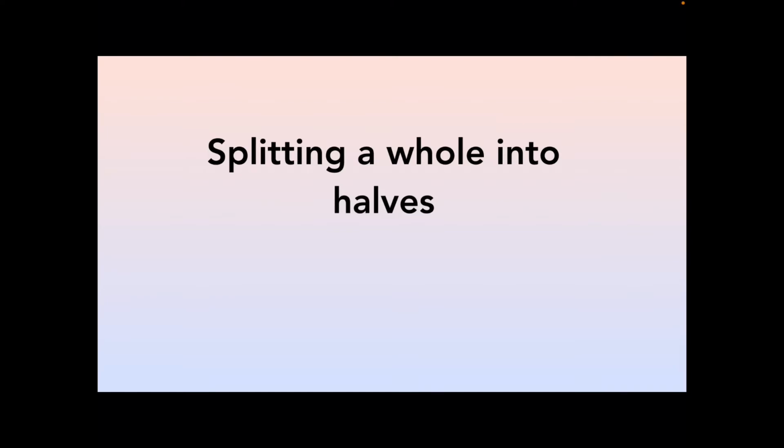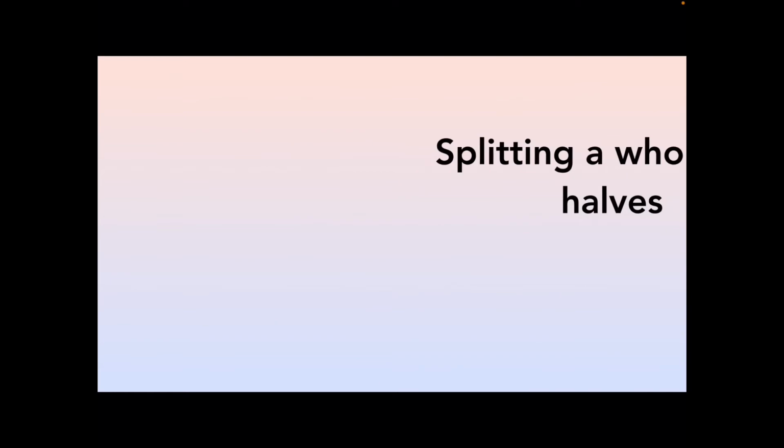Okay, so getting back to our learning objective, the first piece of success criteria we had was that we were going to learn how to split a whole into halves. So we're going to go back to how we were thinking yesterday and the questions we were asking. First question is, what shape is this whole? We saw this yesterday, we should all remember that is a square.